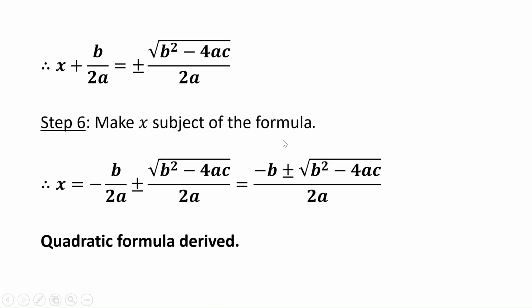Then now we make x the subject of the formula, which means b over 2a goes on the right hand side. So a plus here, we'll have a minus here. Then this one now we see that 2a is common, so we put it as a common LCM, and then we have the numerators on the top. So this completes the quadratic formula.